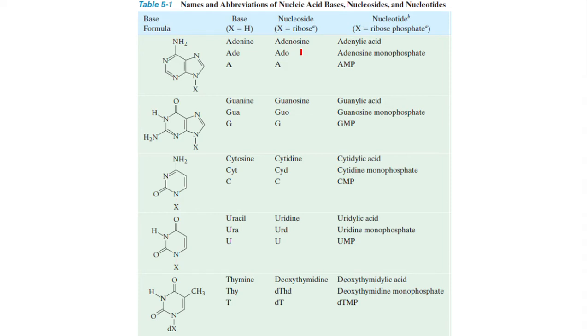Adenine plus sugar is adenosine. Guanine plus sugar is guanosine. Cytidine, uridine, etc. And if the sugar is deoxyribose, then the name will change: deoxyadenosine, deoxyguanosine, deoxycytidine. For uracil, here it is not combining with the deoxyribose, so leave it. And thymine is always combining with the deoxyribose, so it is deoxythymidine.